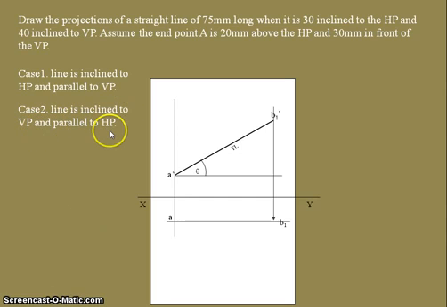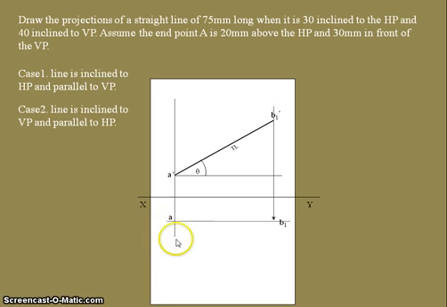The next case is the line inclined to the vertical plane and parallel to the horizontal plane, that is the opposite case. Here we need the inclination with the vertical plane, that is 40 degrees inclined, and parallel to the horizontal plane. In this condition, in the top view we can see the true length with an inclination of 40 degrees. In the front view we can see the horizontal line with a reduced length as per the inclination.